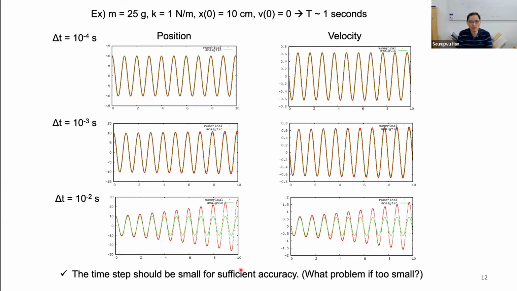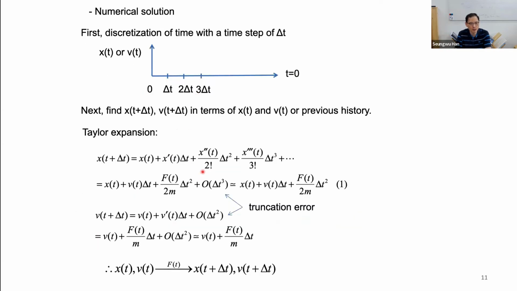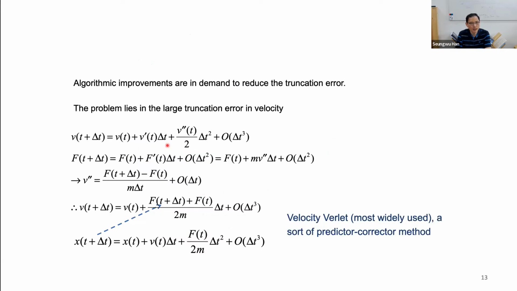Okay, so in this case, 10 to the minus 4 was what we had to use, but this is too small. The large error actually comes from the velocity, because in the case of the velocity, the truncation error was 1 order higher than the position. Therefore, we needed to do something more for the velocity. So we expand one more term with the second derivative of the velocity, which corresponds to the derivative of the force. But for the derivative of the force, we use finite difference.